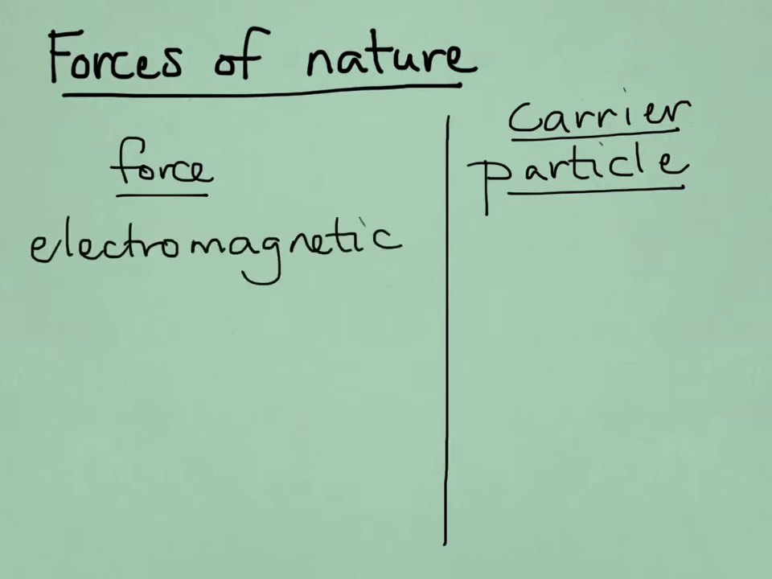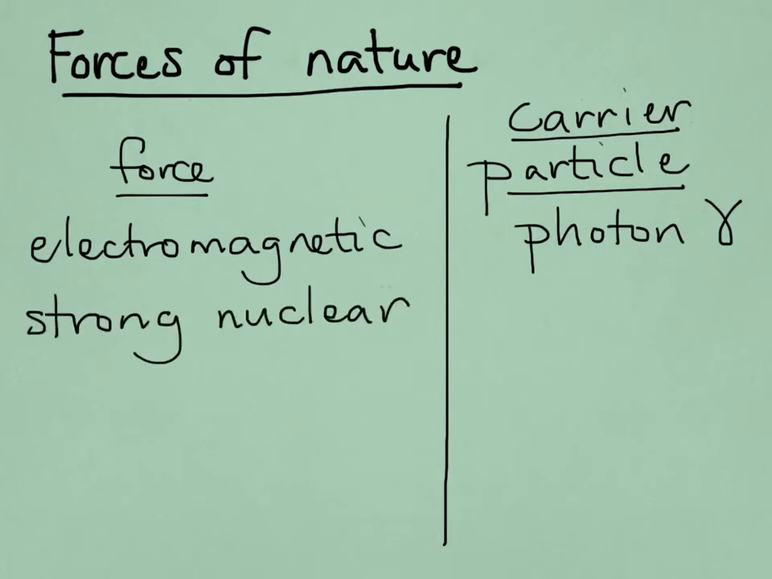So the first force, and the one we're probably most aware of in our everyday life, is the electromagnetic force. And the particle for that is called a photon, just like we're used to using photons as particles of light, but it turns out they're also used to carry the electromagnetic force, and the symbol is a gamma symbol.